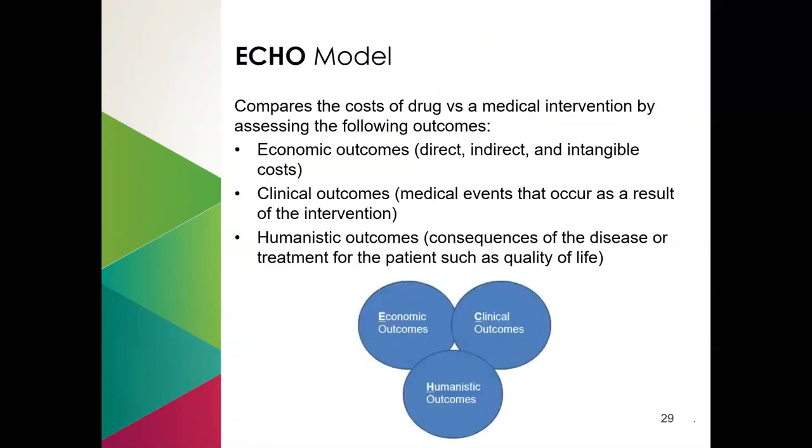The ECHO model is a way to organize the outcomes of a medical intervention, which includes the costs and results of the treatment. Economic outcomes include all the costs that we just talked about. Clinical outcomes are the medical events or the benefits that a treatment provides, and humanistic outcomes are the effects that the treatment has on a patient's quality of life, which includes both any benefits the drug might provide for that or any detrimental effects that it has on the person's quality of life.